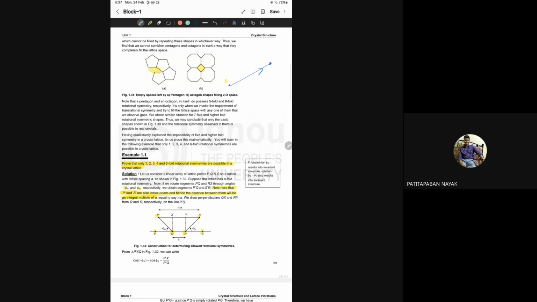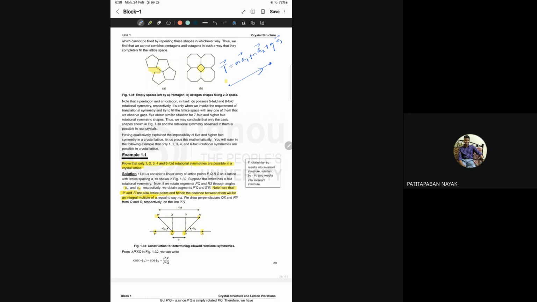Lattice translation vector. So this translation vector, if I denote it by T, will be equal to some m times A1 vector plus some n times A2 vector plus some q times A3 vector, where m, n, and q are basically integers. This is called lattice translation vector.